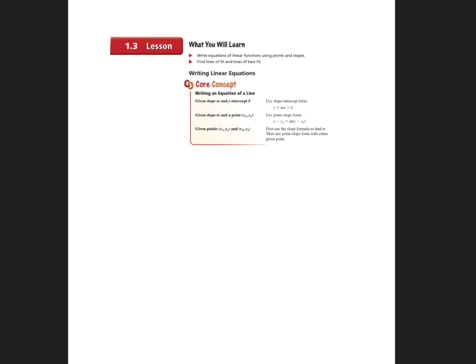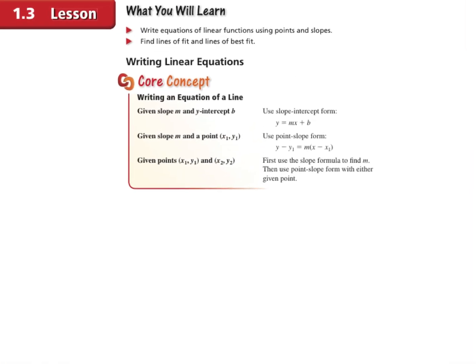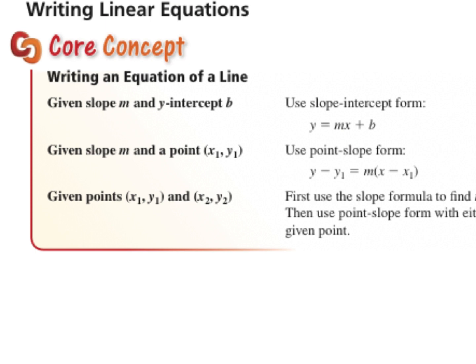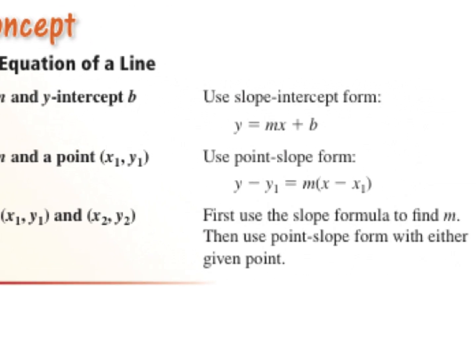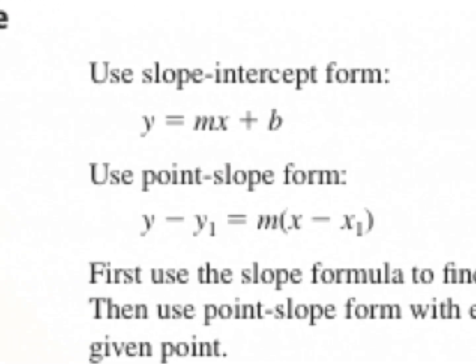So 1.3, we're going to talk about equations of a line. We have two different types of equations, two different forms. One is slope-intercept form, that's y equals mx plus b. We use slope-intercept form when we're given the slope and the y-intercept. So m would be our slope, and b is our y-intercept.